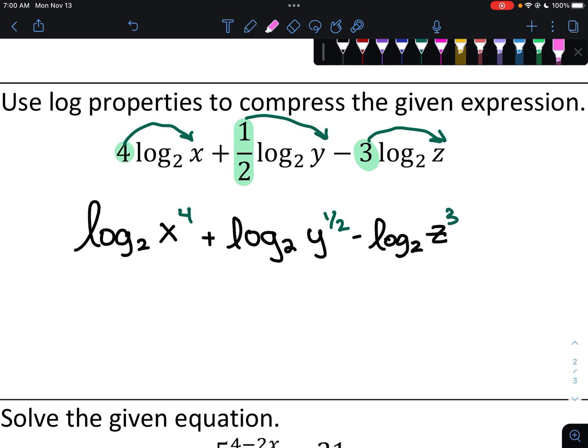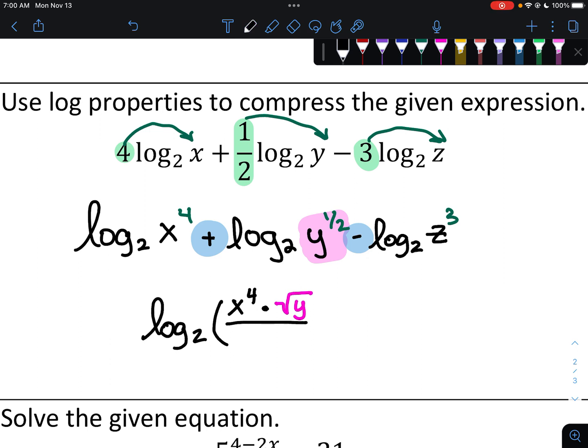Okay, same concept as before. This is going to turn into the square root, so I'm going to do that in the next step, but I'm also going to condense it at the same time. This has a plus sign, so those two will be going in the numerator. This has a minus sign, so it will be going in the denominator. So everything gets 1 log. On top, we're going to have x to the 4th times that y is going to turn into the square root of y, and it's all going to be over z to the 3rd power, and that would be our final answer right there.